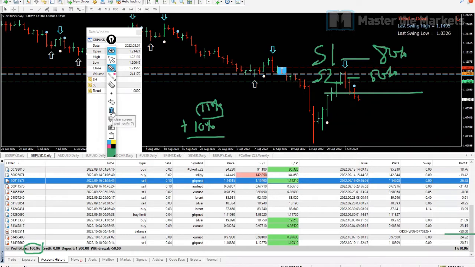Now, take a look. Let me just write it down. So a 1,500 account, they have made about £160. Now, let me take a look at a bigger size account. Let me open that account up as well, then you guys can see it too.